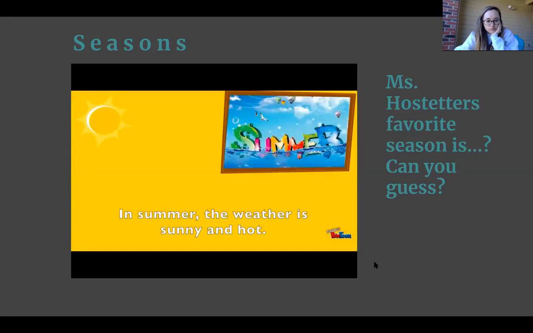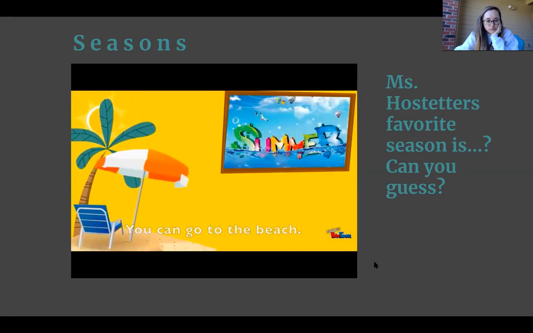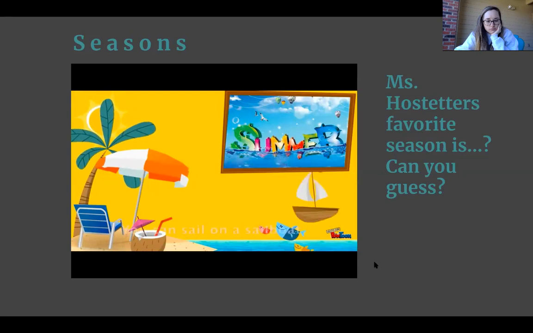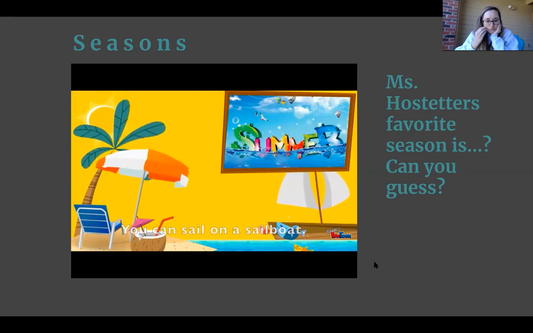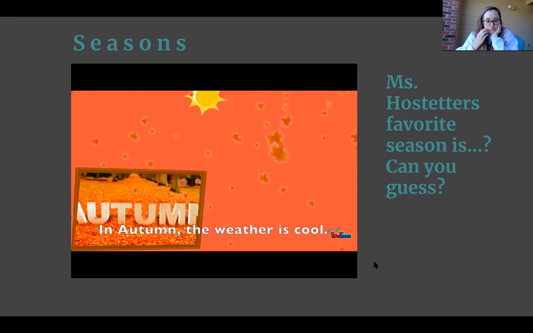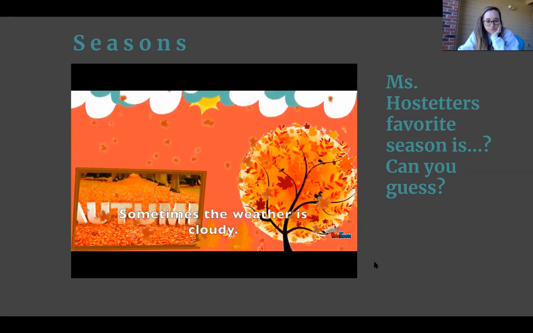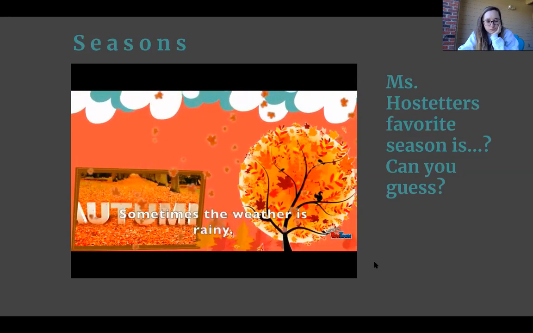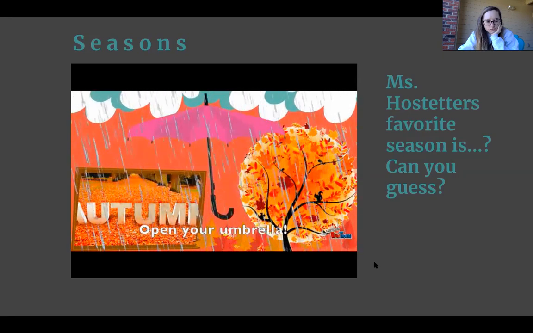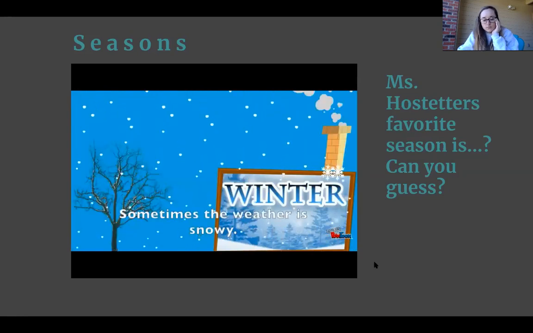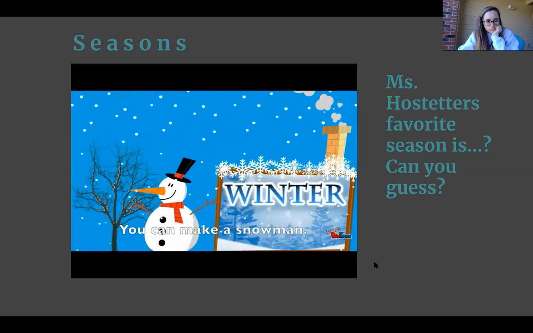In summer, the weather is sunny and hot. You can go to the beach. You can drink cold juice. You can swim in the sea. You can sail on a sailboat. In autumn, the weather is cool. Leaves are red and brown. Sometimes the weather is cloudy. Sometimes the weather is rainy. Open your umbrella. In winter, the weather is cold. Sometimes the weather is snowy. You can make a snowman.